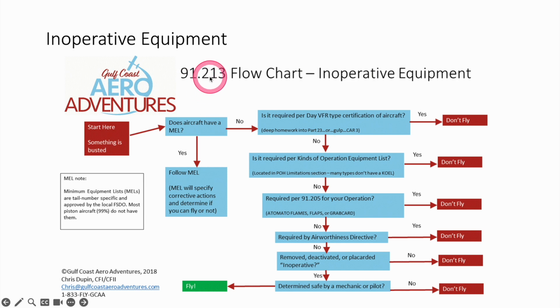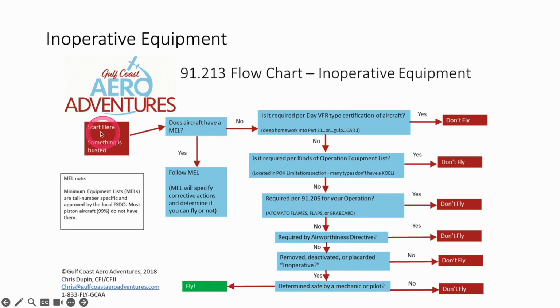91.213 lists out inoperative equipment, and this is a handy flow chart about making a decision to go fly. So if you go preflight the aircraft and you notice that something is not working, this is a good mental process to follow to see if you're safe to go fly.